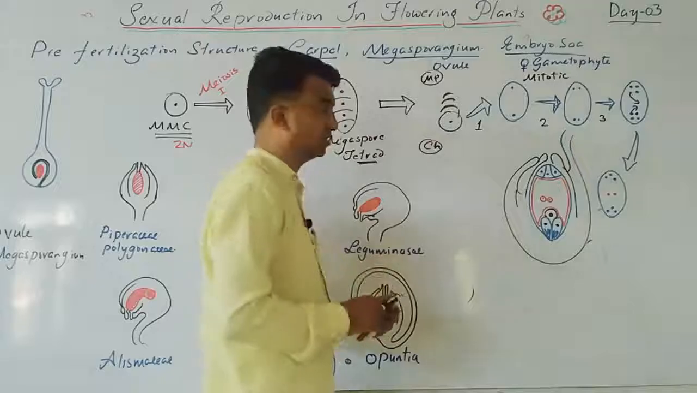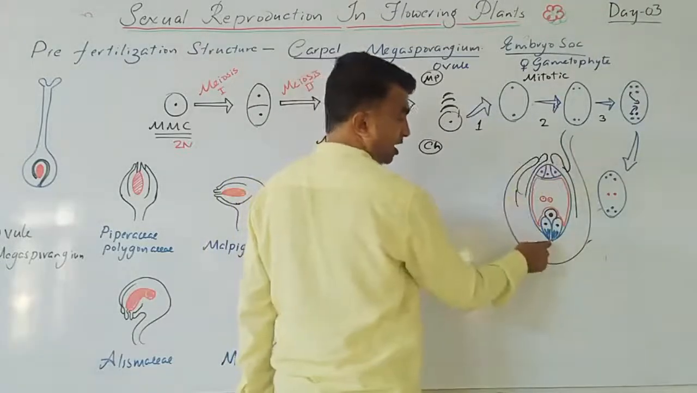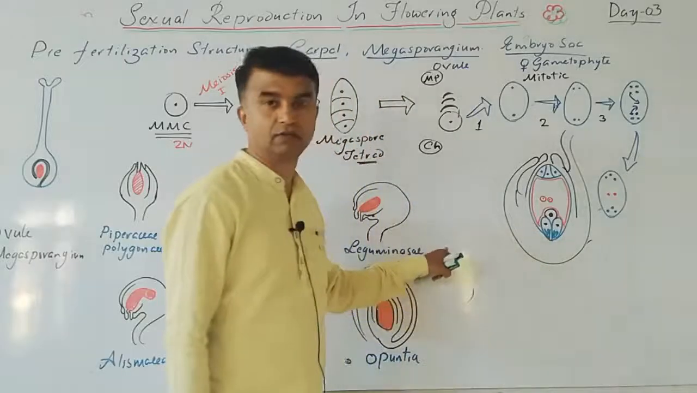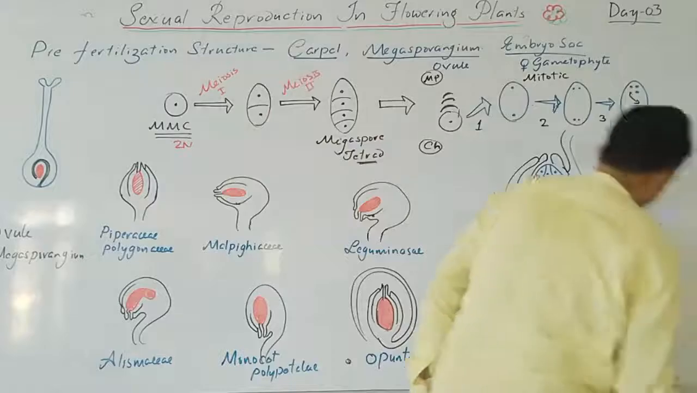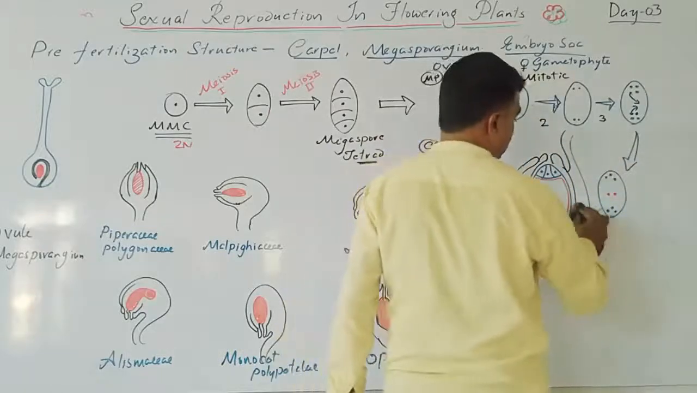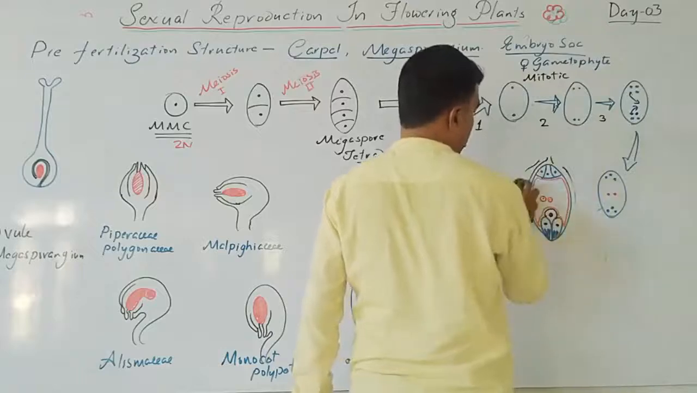The antipodal cells are present toward the micropylar end and the egg apparatus is present toward the micropylar end. It is chalazal end. So the ovule is not like this. This is the wrong figure. So just draw the figure properly.